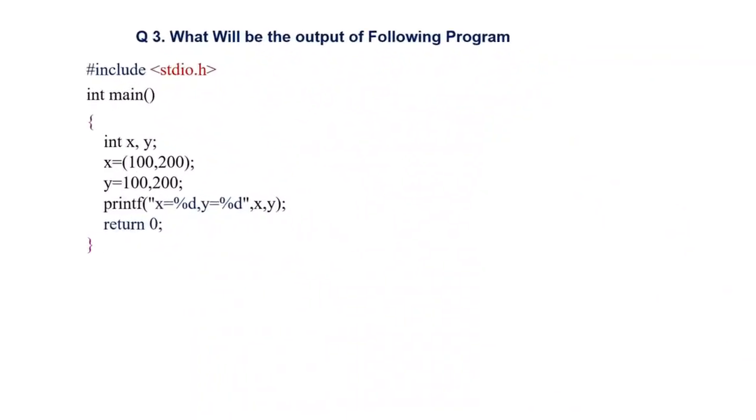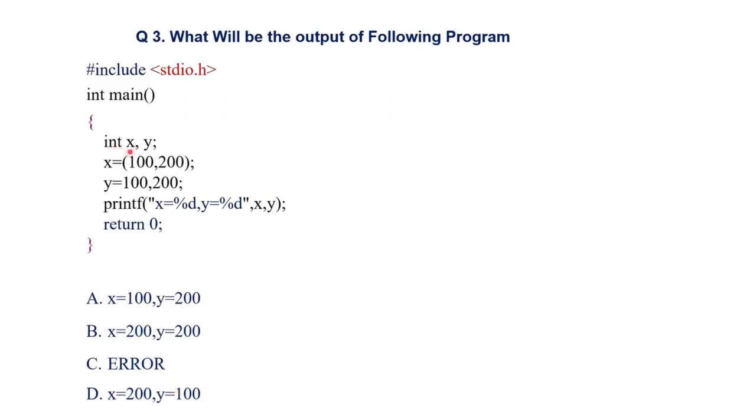So this is our next question, where you have to tell the output of this program, and these are the options from where you have to select one correct answer. So here in this program, variables x and y are declared as integer data type. By the next statement, x equals (100, 200) in brackets.